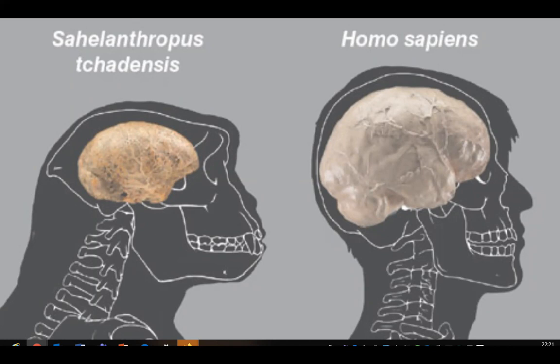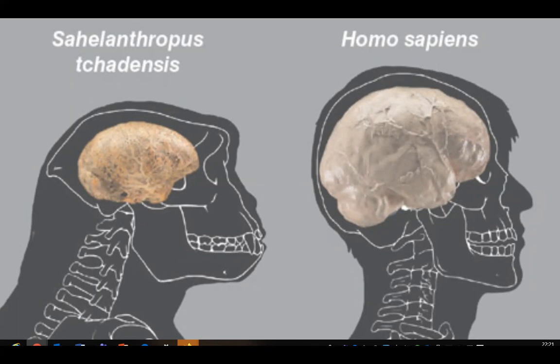This is a very difficult name to pronounce, but the Chadensis means that the remains of this creature were found in Chad in Northern Africa. The picture to the right is us, and what you can see is the difference in brain size, and in particular that the part just before the frontal lobe has expanded significantly, and that is where all the modern thinking takes place.